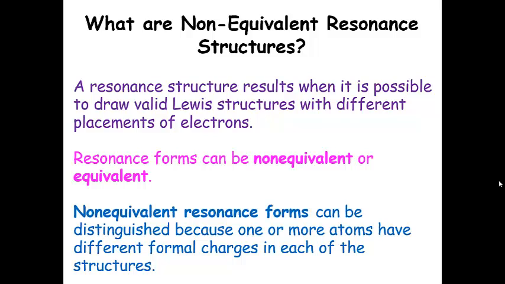And resonance forms can be two different types. One is non-equivalent, which means they're not equivalent to each other. So if you draw two, they're not equivalent, and they can also be equivalent. And so we're going to look at both types of resonance forms. Basically, non-equivalent resonance forms can be distinguished from each other because one or more of the atoms have different formal charges in each of the structures. So when you compare two resonance forms to each other, the formal charge on the individual atoms in that structure is not the same. So these are the ones that we're going to talk about first.